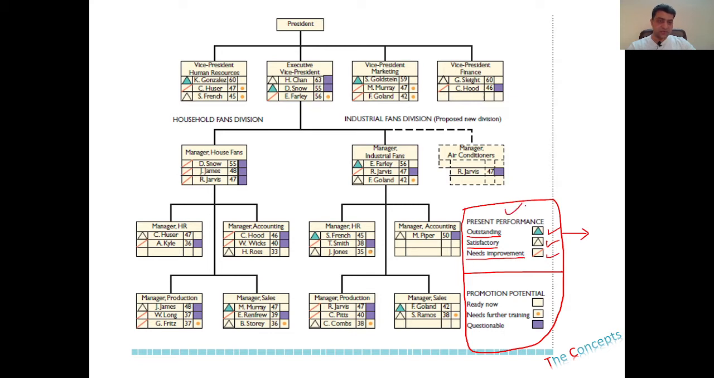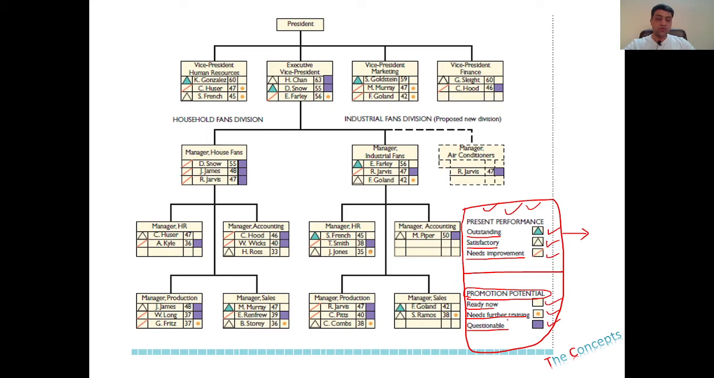So this is about the performance which you have got from your performance appraisal from the last 2, 3, 4, or 5 years. The next thing to understand is that you also have to look at other trainings and everything, and based on that, you're saying if the person is capable of the promotion. So promotion potential is ready now if you have this sign. Needs further training if you have this sign. And if the promotion is questionable, you will have this sign.